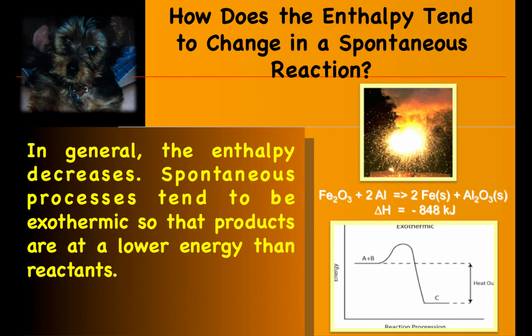Well, how does the enthalpy tend to change in a spontaneous reaction? In general, the enthalpy decreases. Spontaneous processes tend to be exothermic, so that the products are at a lower energy than reactants. Remember, the lower the energy, the more stable. Exothermic processes produce or yield more stable products.